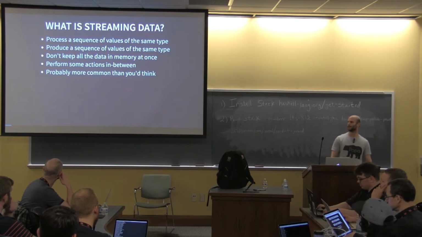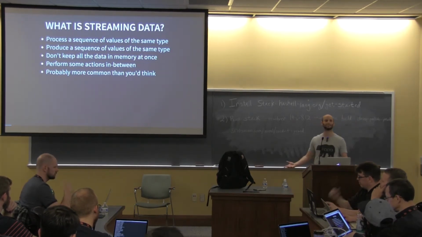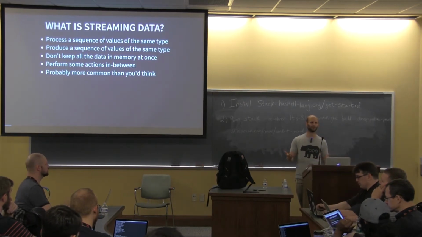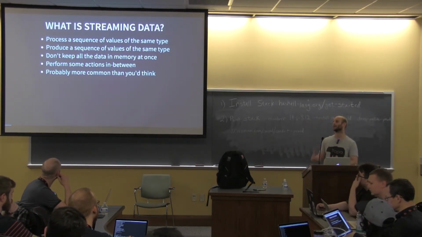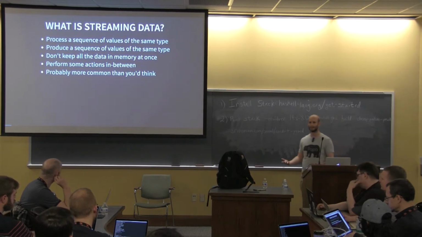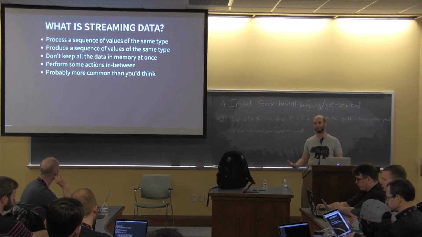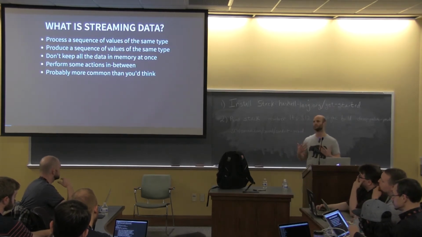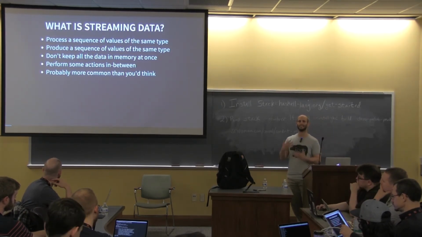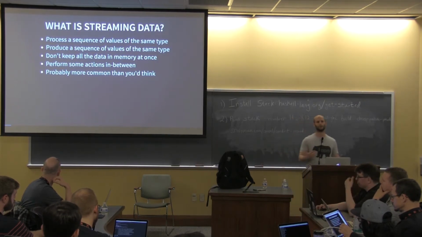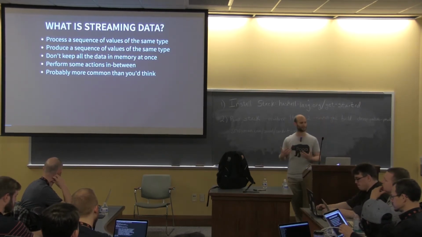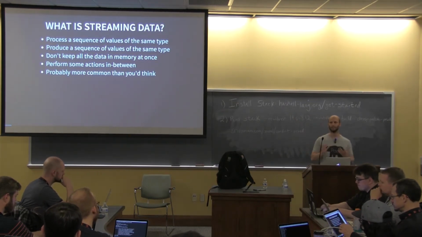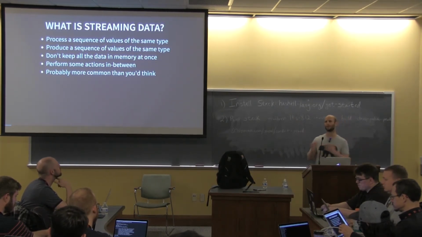Okay, so we call this streaming data. I hope at least a few people here are wondering, what is streaming data? Because there's not exactly a clear definition in the world of what we're talking about. So what are we talking about in this case? Well, everything is typed in Haskell, so we're going to be talking about types in order to make this work. Streaming data means that we want to process a sequence of values of some type, or produce a sequence of values of some type. The point is we don't want to keep all of the data in memory at once.